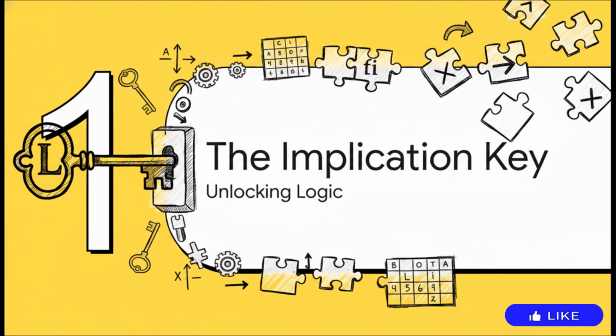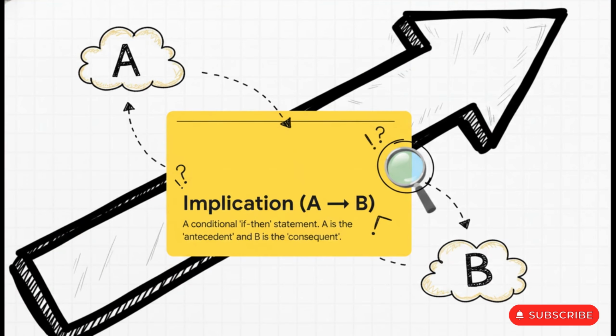So how do we even begin to solve this? Well, you don't need a supercomputer or a PhD in math. All you really need is one single master key, a key that unlocks pretty much everything in propositional logic. This arrow, this is the star of our show. It's called an implication, and it's just the logical way of saying if, then.